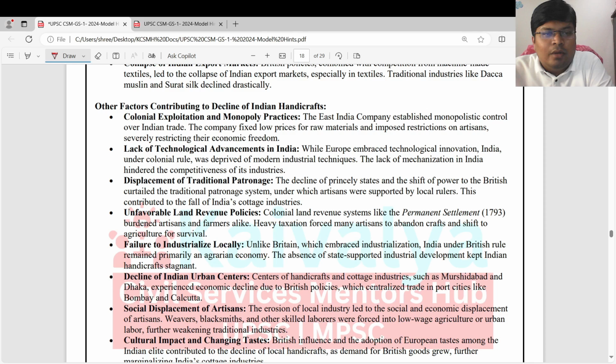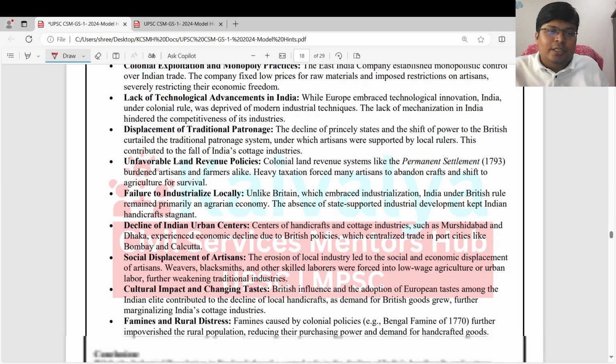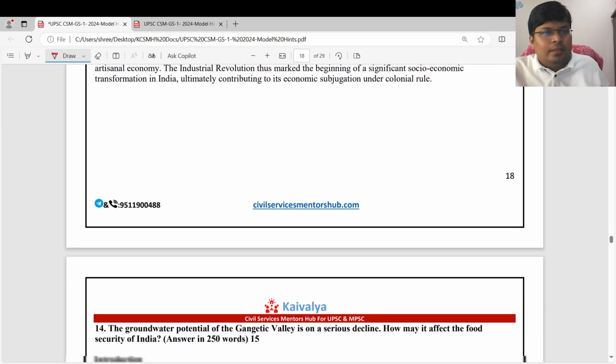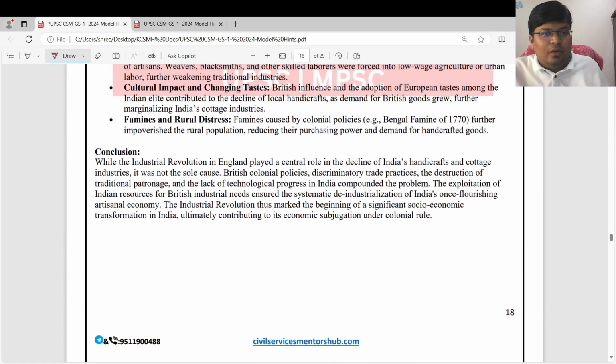So you can interlink over there, then interlinkages with land revenue policies, then impoverishment of the rural, agrarian society. Then its shifting towards agriculture. So these different interlinkages you can read over here and write down your answer. So that is the thing. In conclusion, you can summarize the answer.